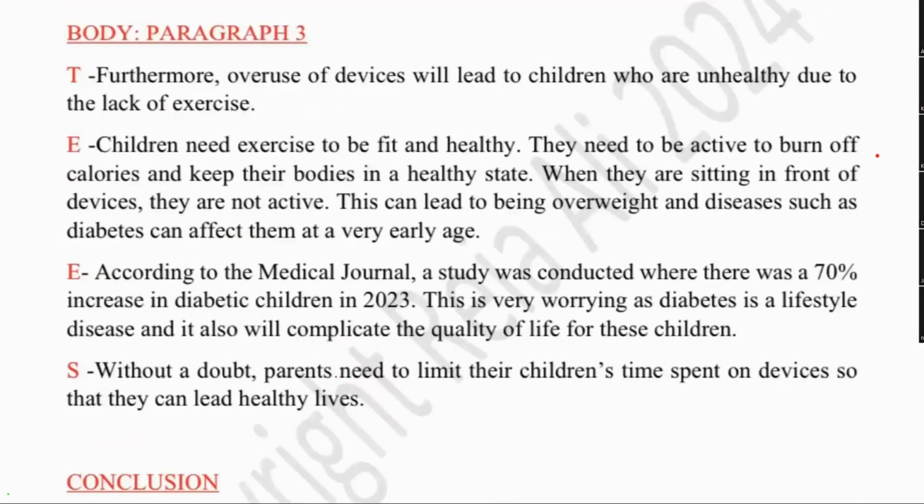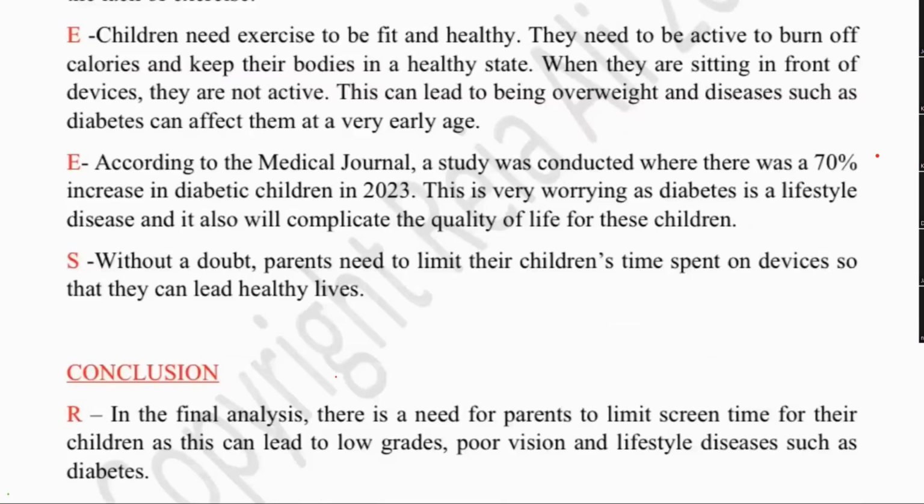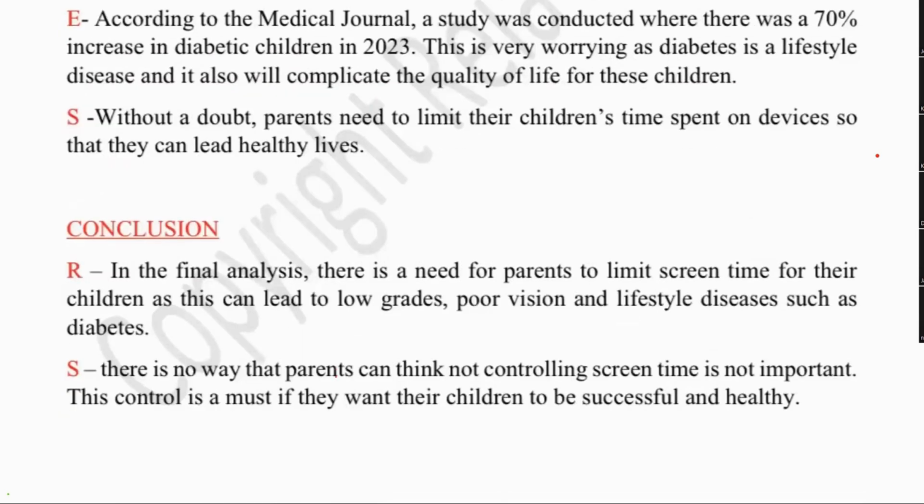Very good. So again, we're seeing the pattern. You put back the point, which you would have put in your introduction in the thesis statement. You explain the point, you put a statistic, some kind of study, some kind of evidence, and then you summarize and you say, this is why we need to limit the devices. And now we have the conclusion. So that's restating the point and then putting an overall summary on it.